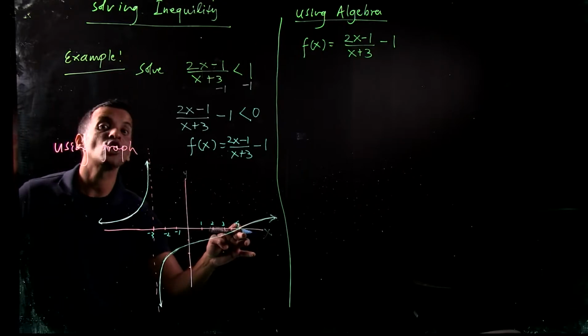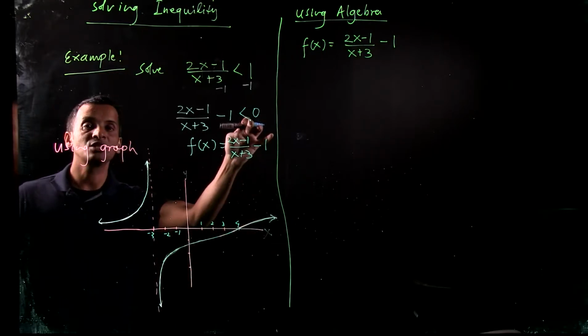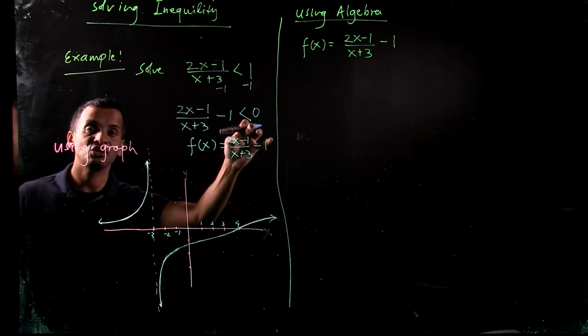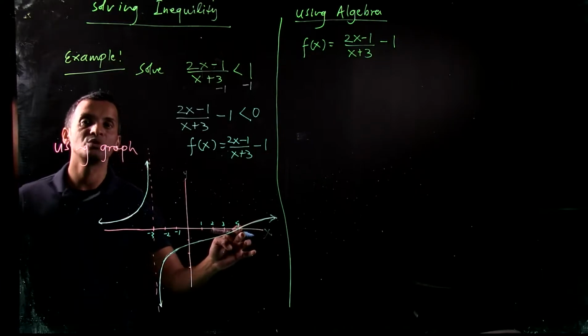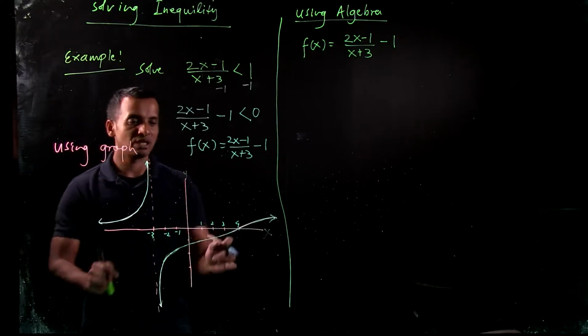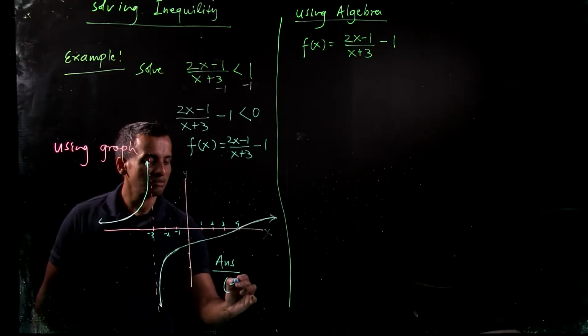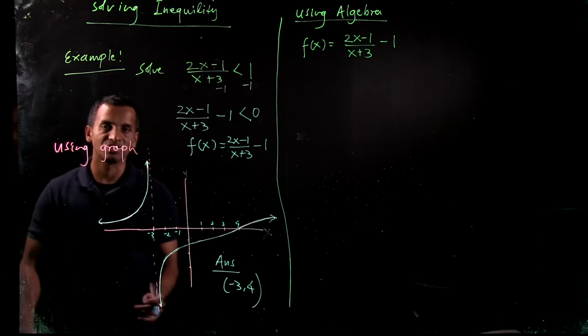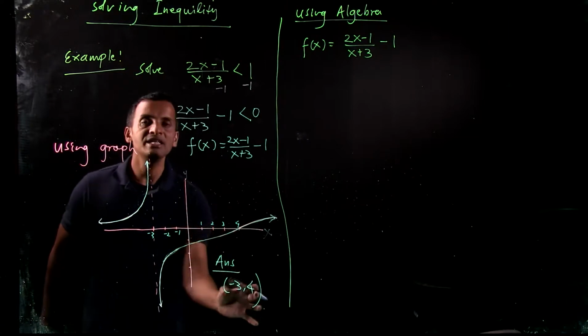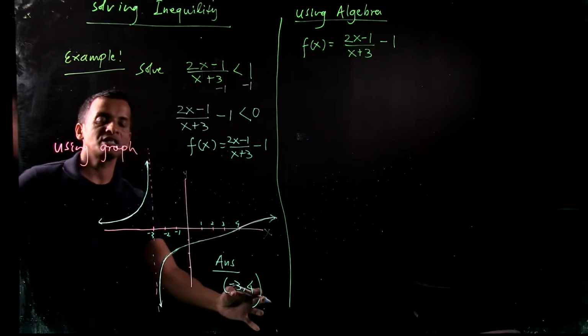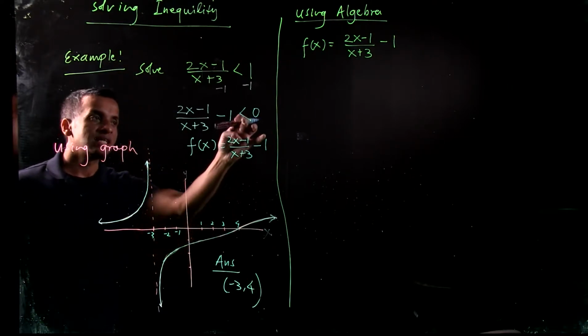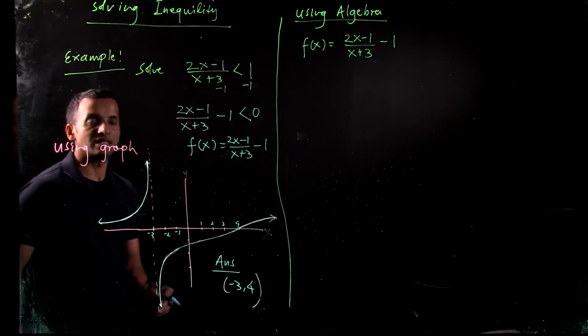So to the right of negative 3 and until it hits 4, the graph is below the x-axis. At 4, the graph is on the x-axis. Since we are interested only in below the x-axis, strictly less than 0, we don't count 4, okay? Everything between negative 3 and 4. So the answer is between negative 3 and 4. That's the answer, okay? This is the location where the function is negative or below the x-axis.